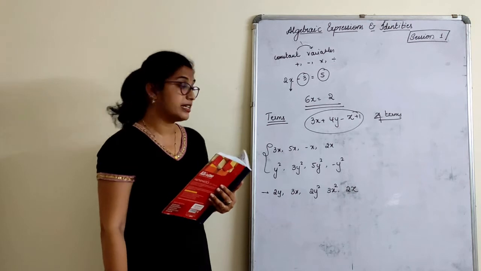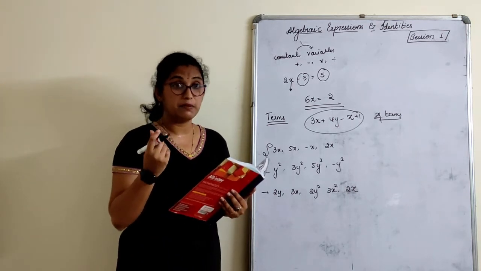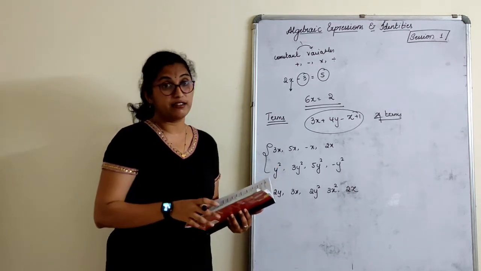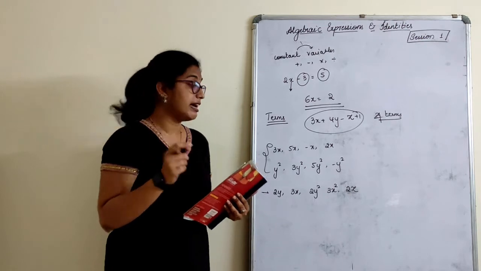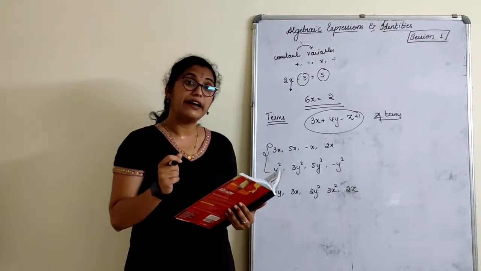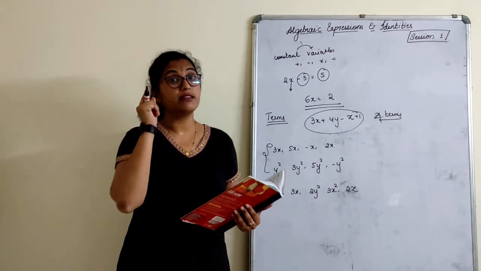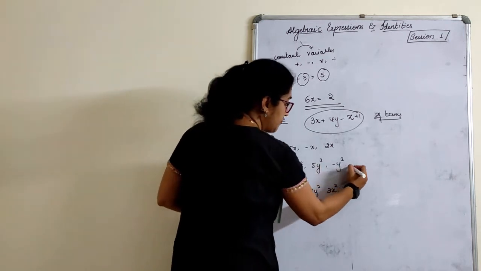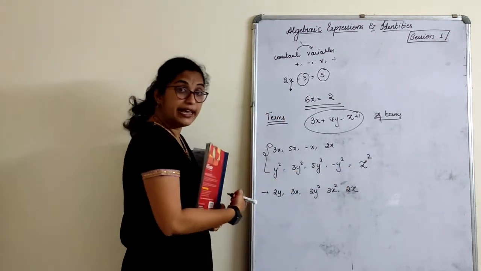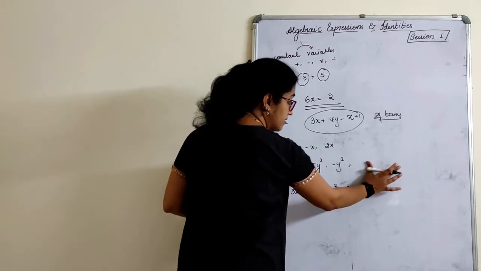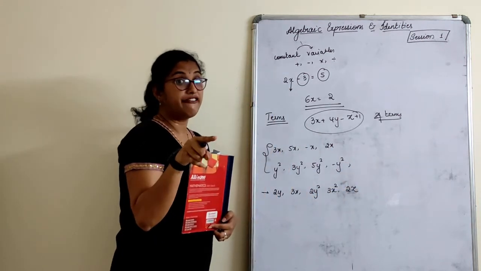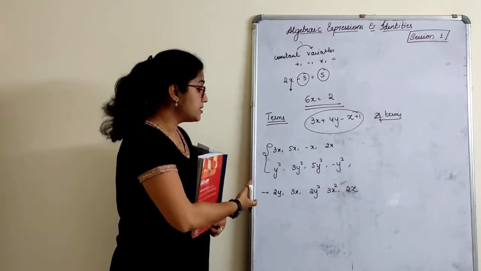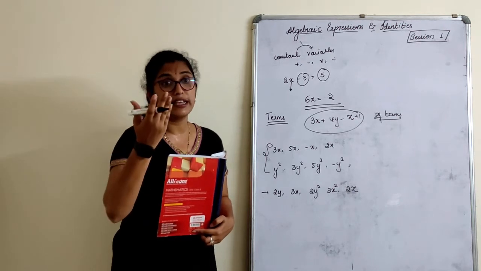How did we call them like terms? With respect to the variables. Terms having the same literal factors. What do we mean by literal factors? They are nothing but variables. Terms having the same literal factors with the same exponents. See here, the literal factors are y only. Suppose I add z square here, will it come in like terms? No, it does not. Terms having the same literal factors with the same exponents are called like terms. Terms having different literal factors or exponents are unlike terms.